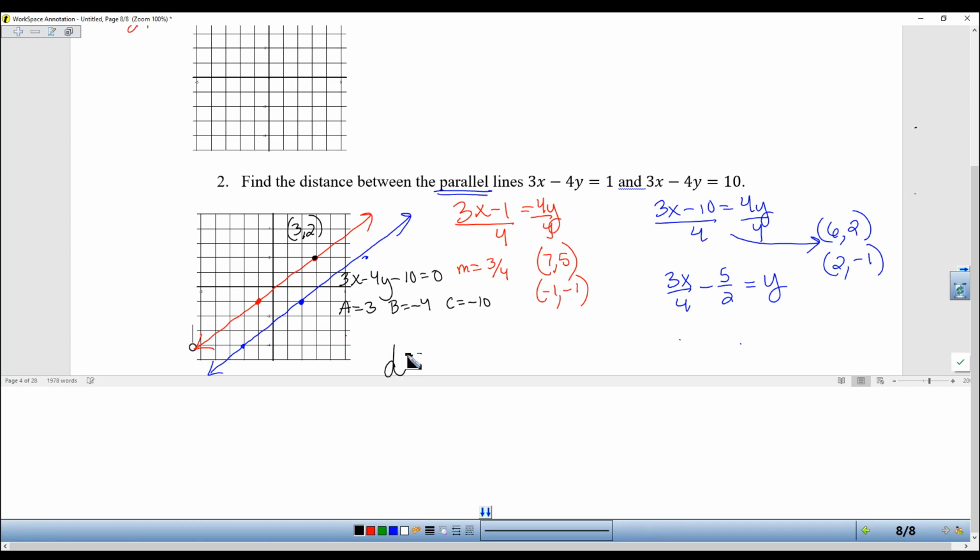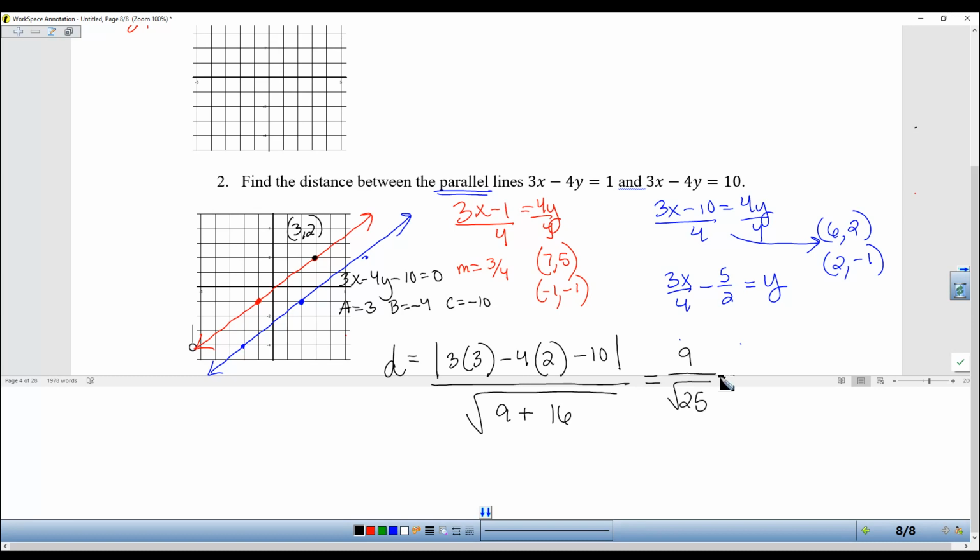So the distance between a point and a line is A, which is 3, times the point, which is 3, plus B times the y point, plus C, but it happens to be a negative number, all over the square root of A squared plus B squared. And that gives me 9 minus 8 is 1, minus 10, so is -9, but it's just going to be 9. And then this is the square root of 25, which is 9 over 5.